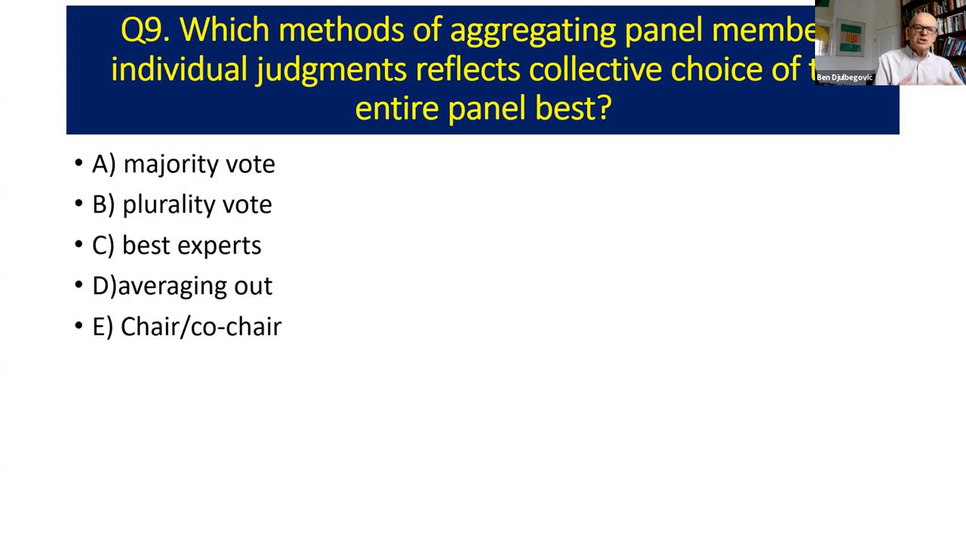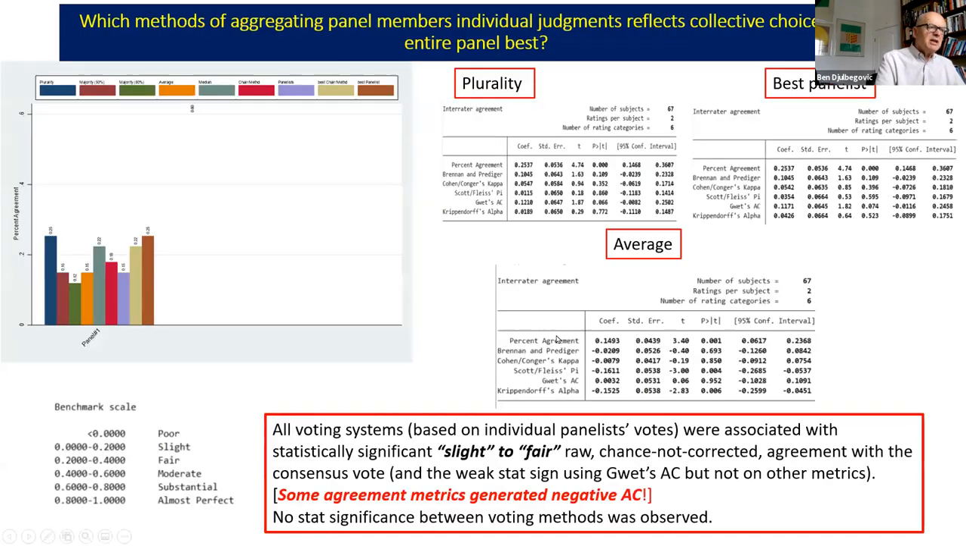Yeah. So most people believe here, about 70%, that we should go by majority vote. Well, let's just see what the data showed. And we don't have robust data here. We have just the preliminary data. And so when we looked at these different methods, majority, plurality, averages, they do agree with the consensus vote better than chance, but overall agreement is only slight to fair, as you can see here. The agreement coefficient is less than 0.4.